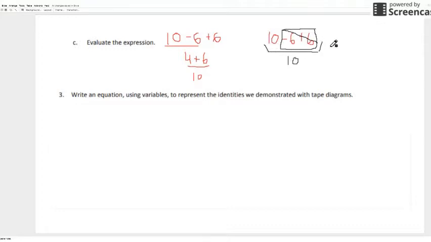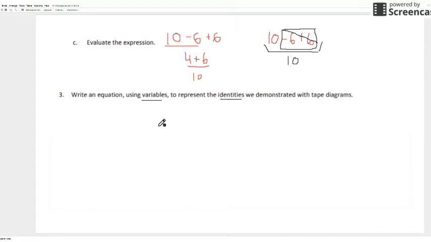So if we look at number 3 down here, it says write an equation using variables to represent the identities demonstrated in the tape diagram. So we're going to take out the numbers and put in letters. Remember, variables are simply letters that represent numbers. So instead of having 10 and 6s, now we're going to use variables. Well, you could use any letters you want to. I'm going to use W.